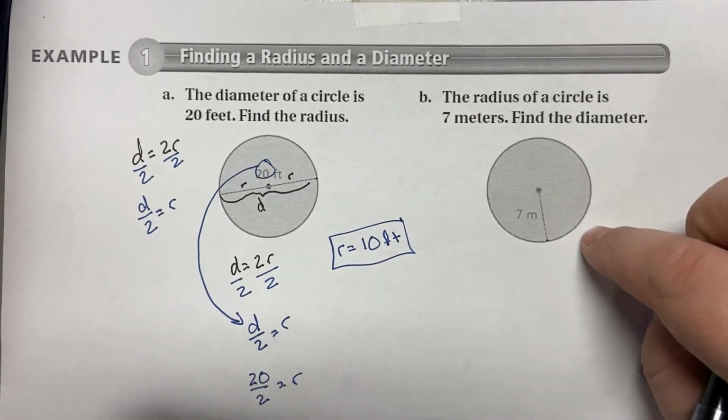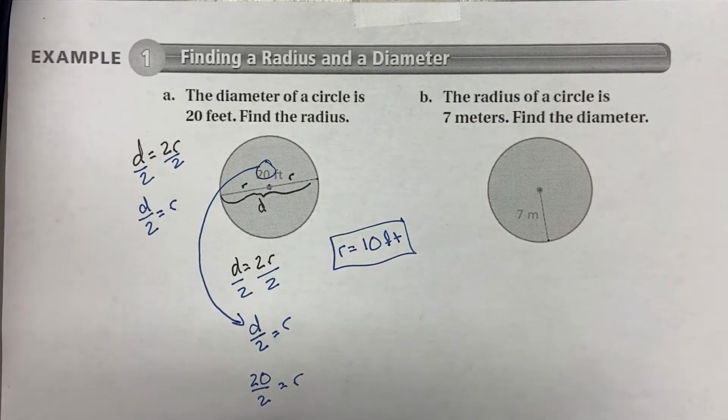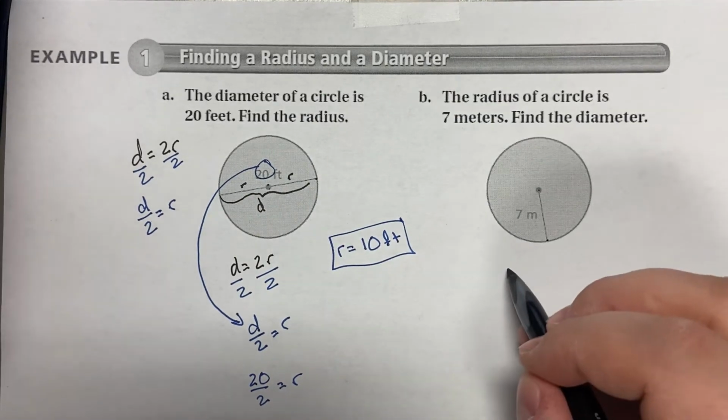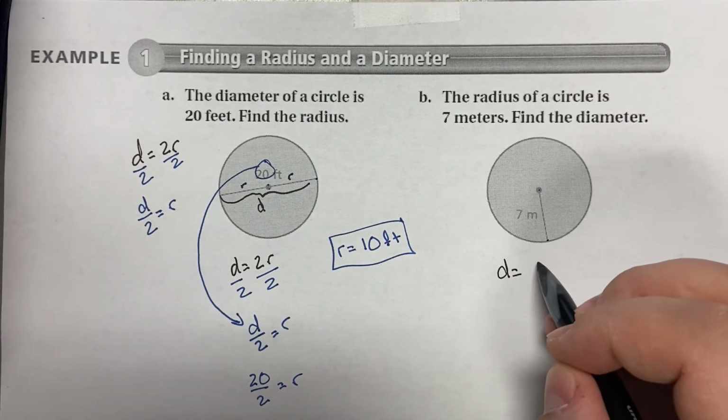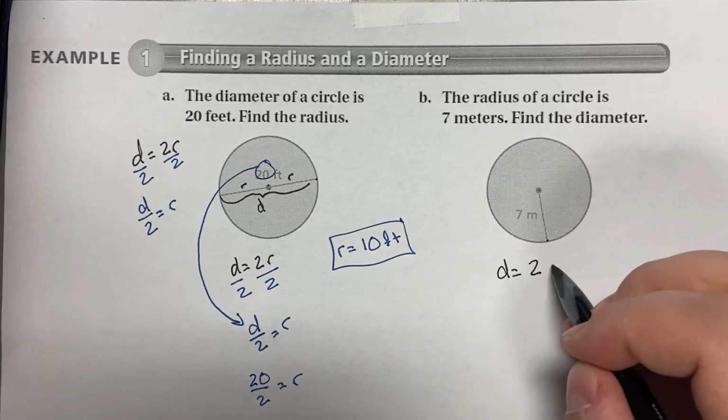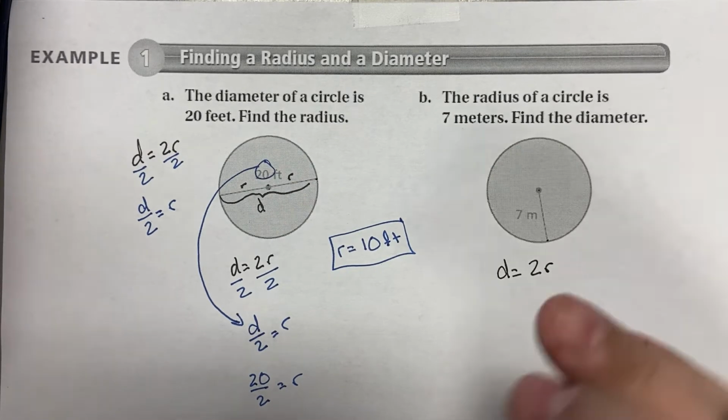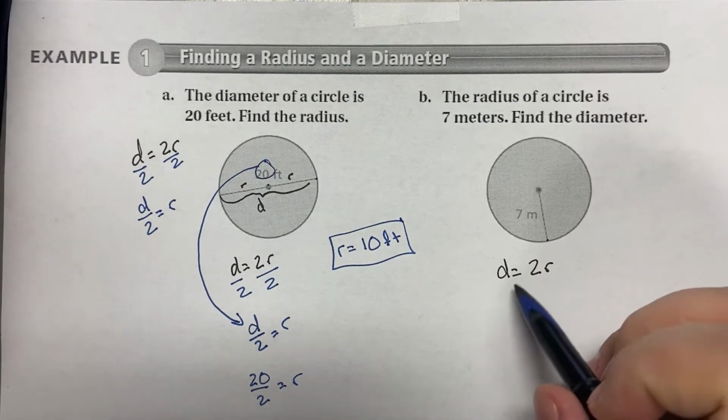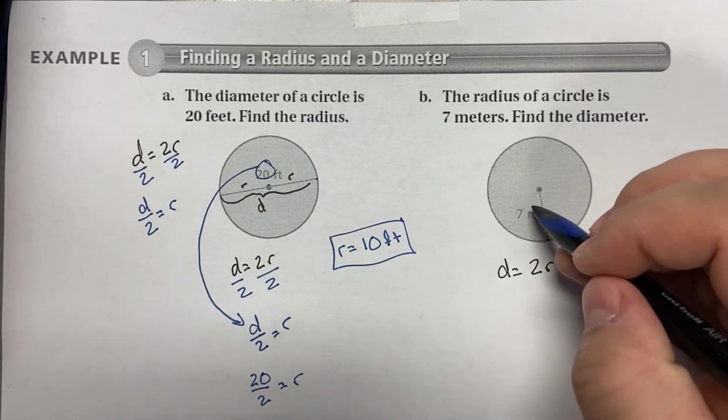If we do the opposite over here, it's asking for a diameter, but we only have a radius. Again, we go to our formula, we go with what we know. Our facts, our d for diameter equals 2 times r for radius. Here, we don't actually have to solve. We can just straight substitute in.